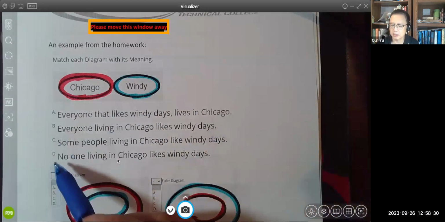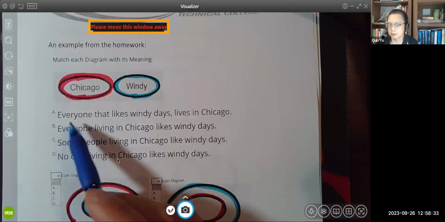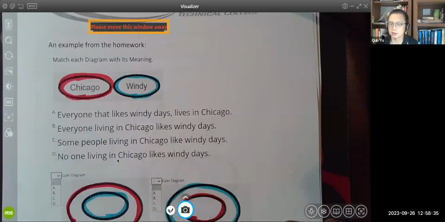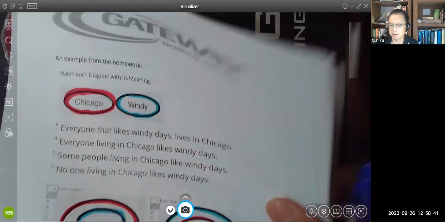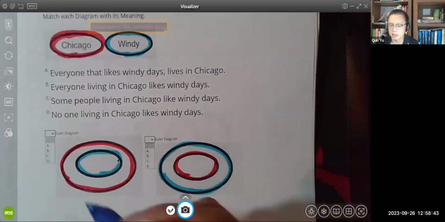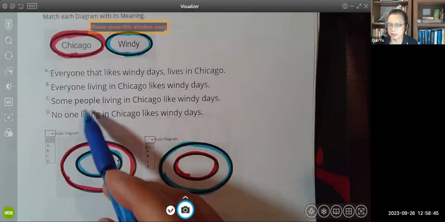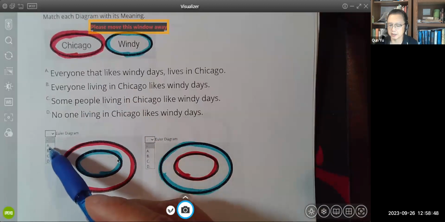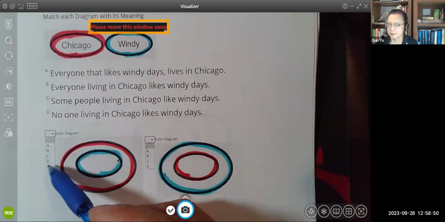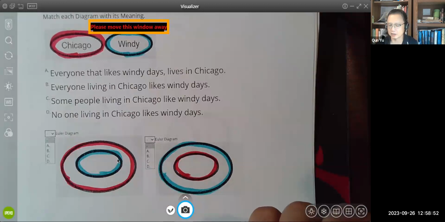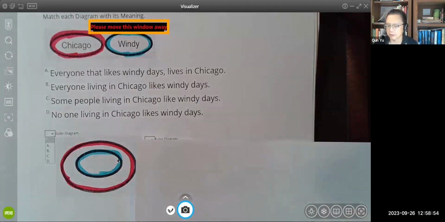Now, A, B, C, D are the four options in this multiple choice problem. This is a drop-down list. That's how you answer your homework question, actually. After you determine which one is your answer, you just click this arrow and click on one of these letters to select your answer. Now, let's look at this one by one.